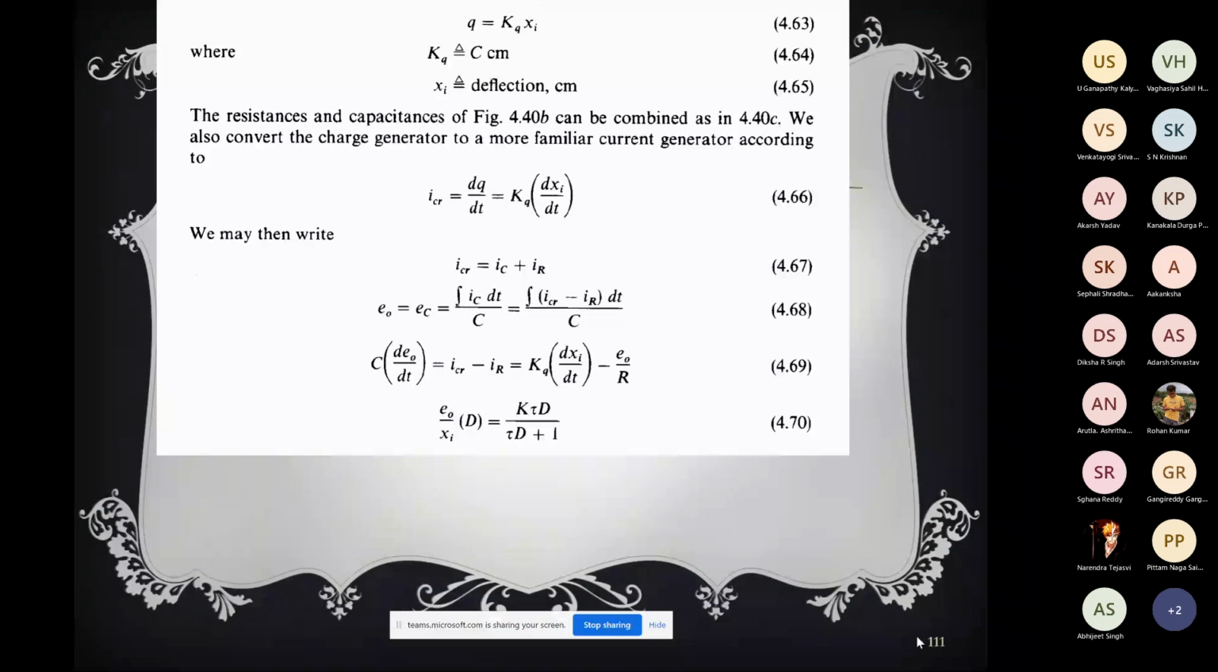And your homework will be to find out, so we know the transfer function. Suppose I give a step input, which is xi. Suppose xi is a step input, which is quite possible, that initially there is no displacement, and suddenly a step displacement happens. Then you will get E0 equals K tau S by tau S plus 1 into xi, which is a step input equal to 1 by S, and then S will cancel out, so it will be K by tau S plus 1, and you will get an exponential rise of it. So for step response, you will get an exponential rise, and then it will settle to a steady state.